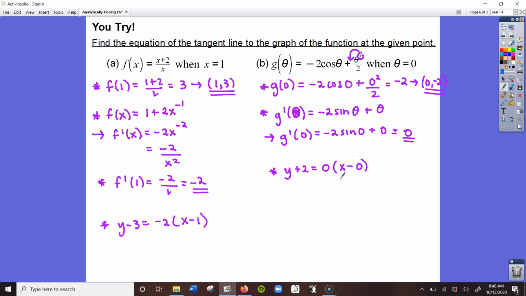But if you want to keep going, we already know that 0 times anything is 0. So y plus 2 is equal to 0. Therefore, if I subtract the 2, y is equal to negative 2.